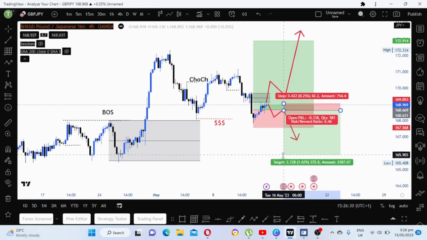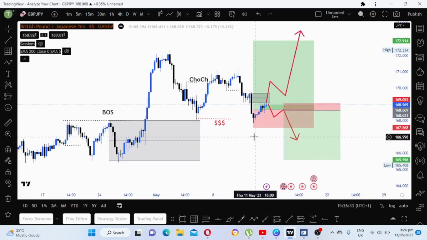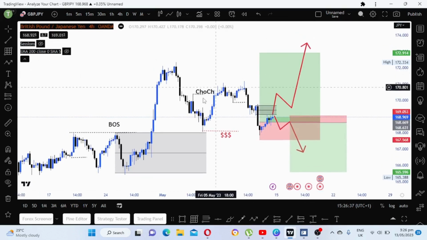Targeting this low here. But for me now, I'm just in this buy. I will be waiting, because we had a change of character already here. So I will check what the market is going to give us on Monday.